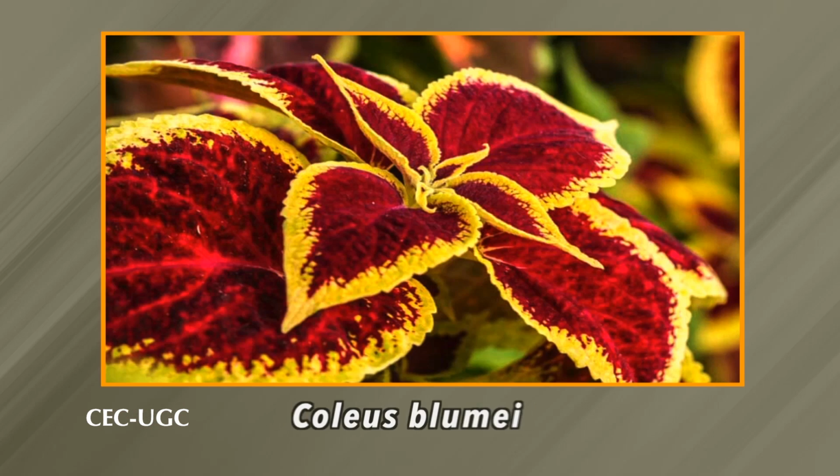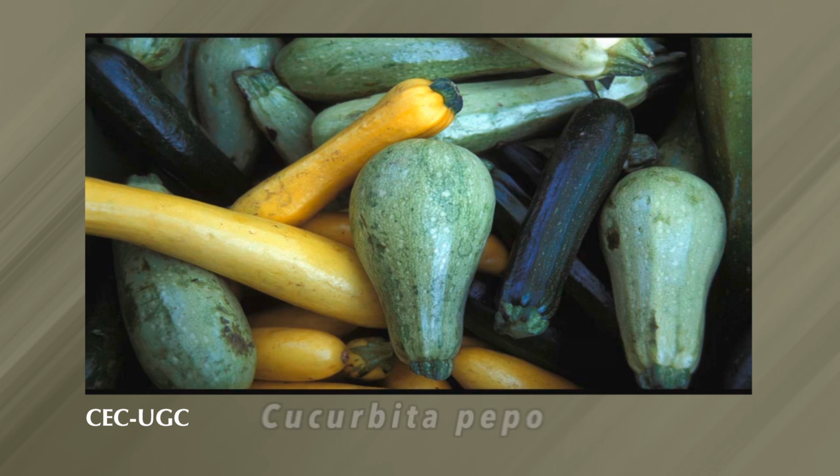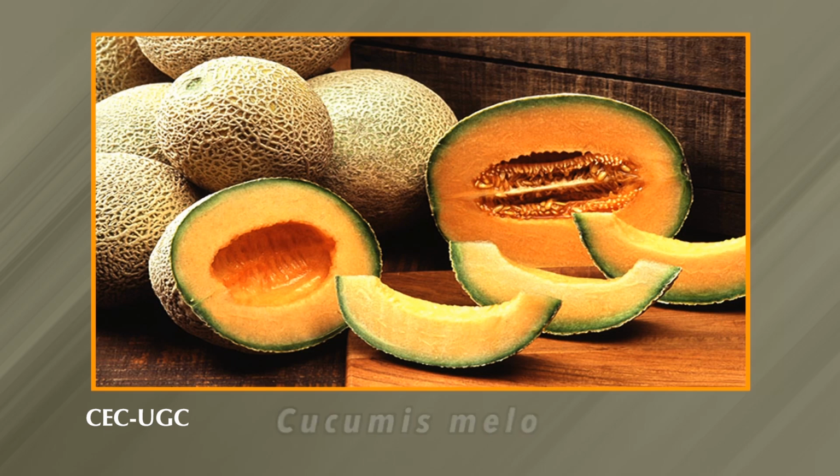These species have intermediary cells in the minor veins. Common coleus, squash and melon are examples of plant species which load sugars symplastically.